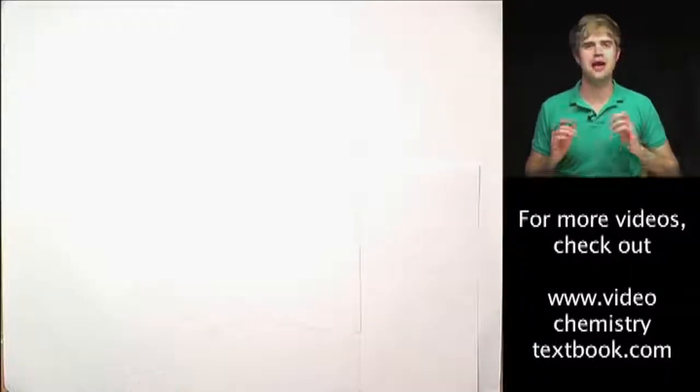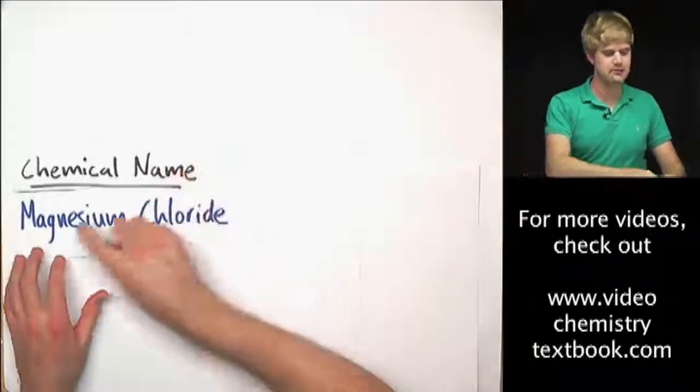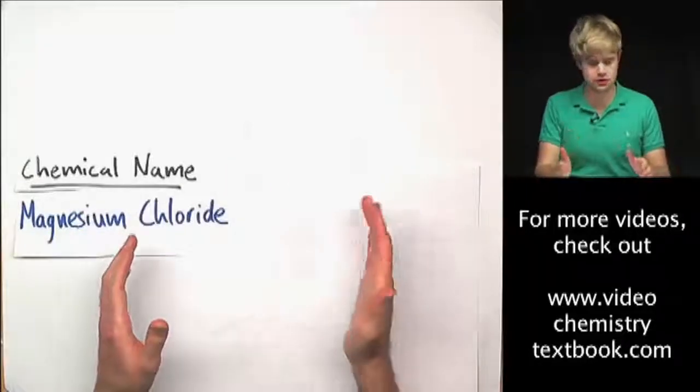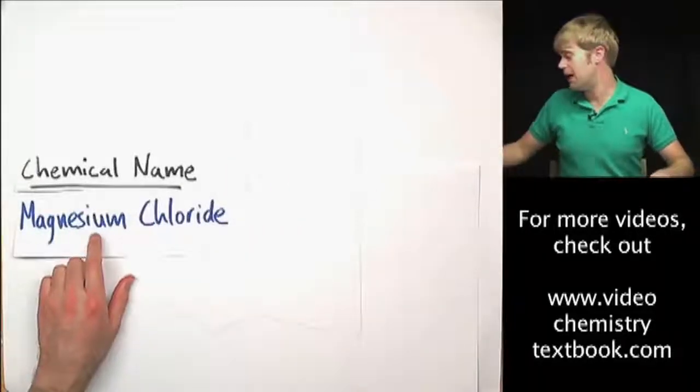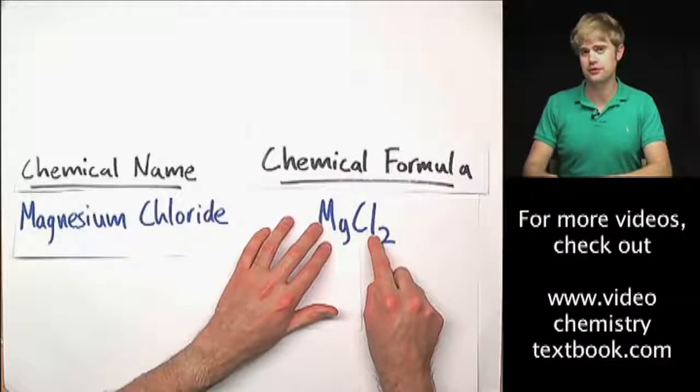Let's talk about how to write chemical formulas for ionic compounds. So what this means is that we're going to start with a chemical name, like magnesium chloride, and learn the steps that we have to go through to take this chemical name and use it to write a chemical formula, like MgCl2. Okay?